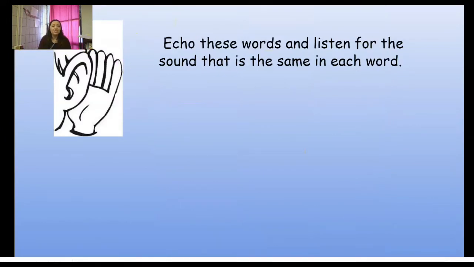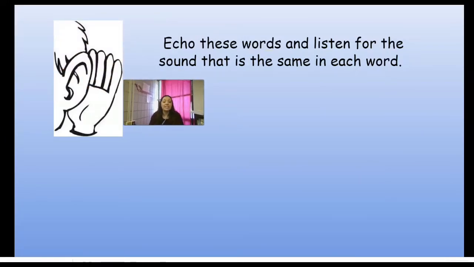All right, so you're going to echo the words that I say and listen for the sound that's the same. It has one sound that's the same in each word, okay? Now remember, it won't always happen in the same spot. You ready? Aim, aid, ain. Did you hear a sound that's the same?